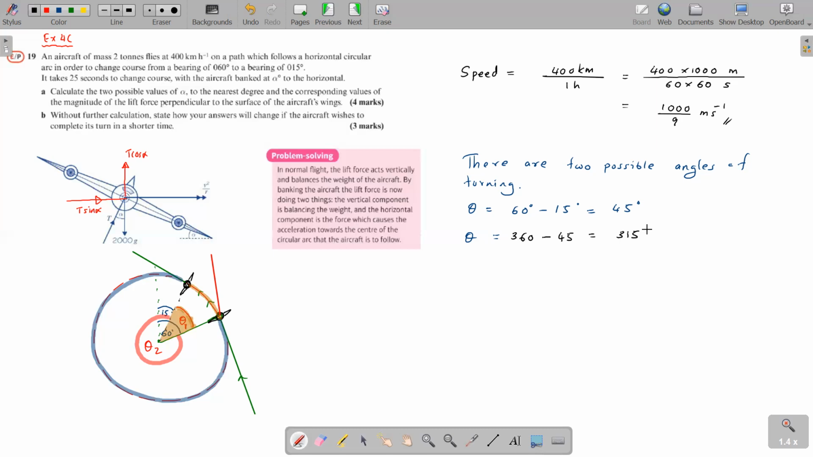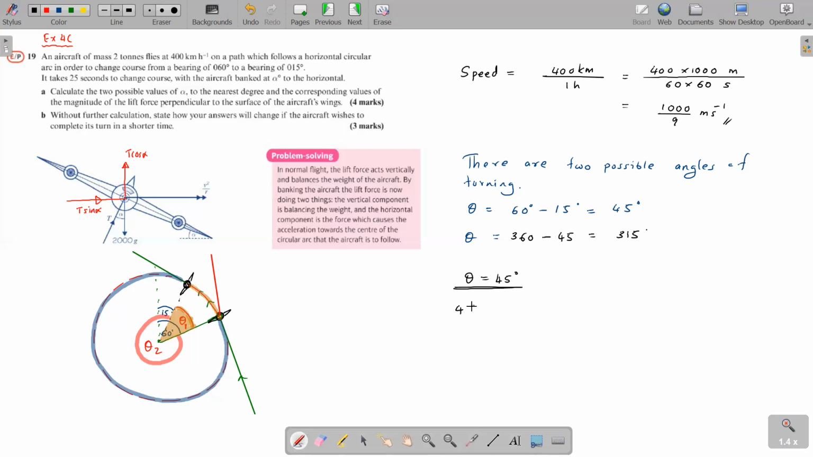Okay, so now for each possible theta value, let's try to find the alpha. Let's first consider when theta is 45 degrees. When theta is 45 degrees, we are going to travel in this yellow part, the brown part that I have drawn here. So let's get the arc length.